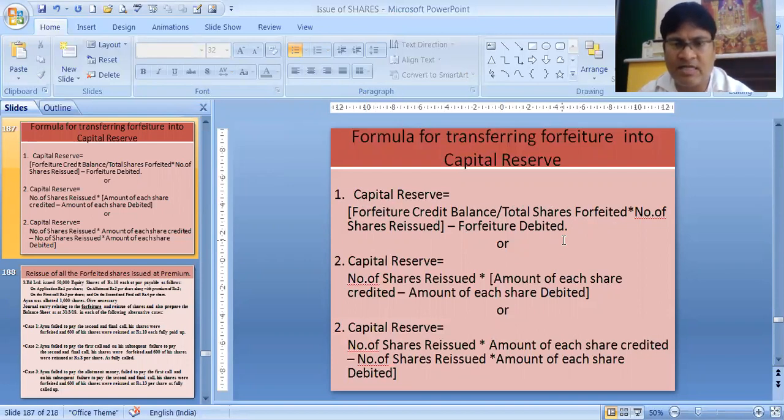Remember, capital reserve is used when forfeiture profit is there and that profit is to be closed. Being a nominal account, forfeiture needs to be closed into the capital reserve, to be shown under reserves and surplus. There are some more formulas that you can see over here.